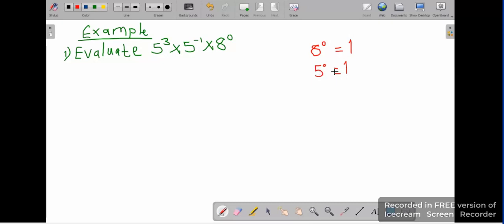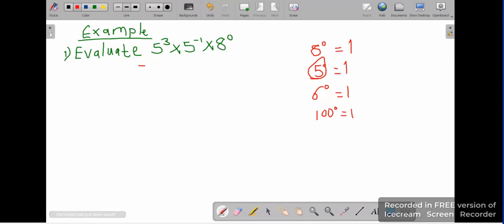So 5 raised to the power 0 and 8 raised to the power 0 simply mean the same. Whether there is 8 to the power 0, 5 to the power 0, 6 to the power 0, or 100 to the power 0, it will still give us 1. But the base that we want is this base. That's what we want. So that's the reason why we're going to put this one in the place of 8 to the power 0.